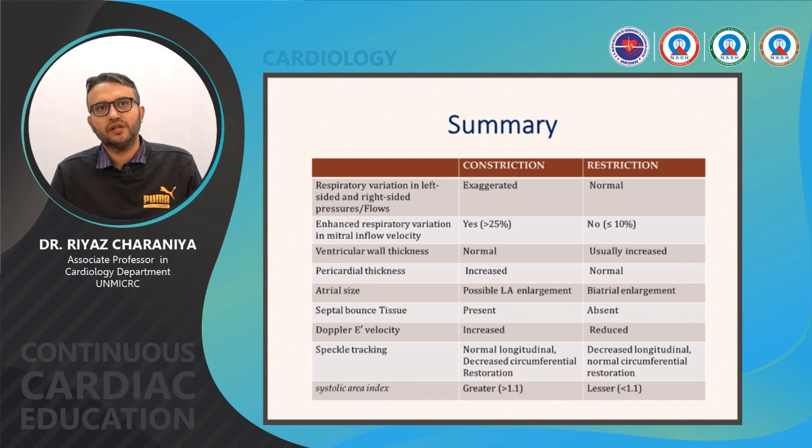So, to again summarize, there is a respiratory variation which is exaggerated in CP and not in RCMP. Then the ventricular wall thickness is usually increased in RCMP. A pericardial thickness of more than 3 to 4 millimeters can be seen in constrictive pericarditis. The atrial size, as I have already mentioned, biatrial enlargement classically in RCMP. The septal bounce, which is a very important and good sign, will be seen during inspiration and expiration.